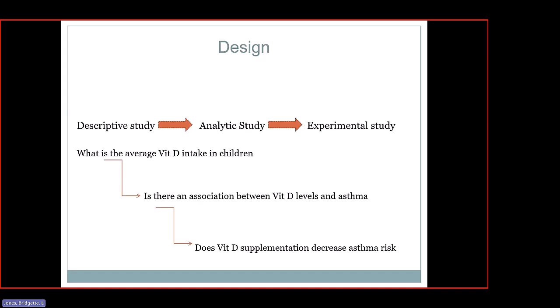And then you could move into more of an analytical study. What do these levels mean? How could it be important? Is there actually an association between vitamin D levels and asthma? And then if your findings show, or the literature search shows, that there may be an association there, then you could design an experimental study where you're looking at this intervention of vitamin D supplementation and asthma risk.